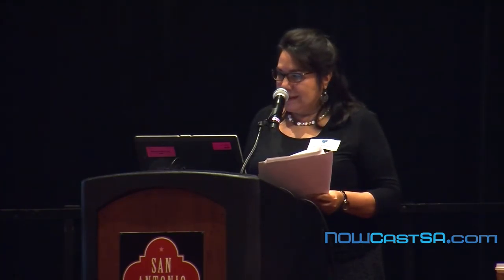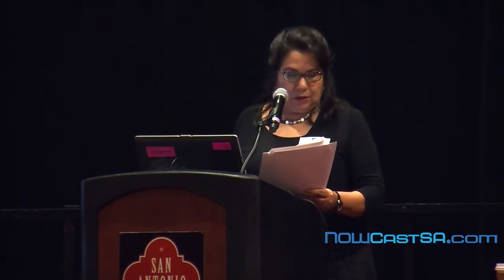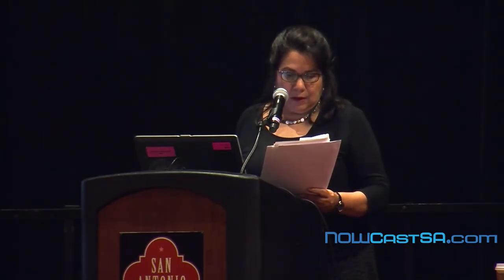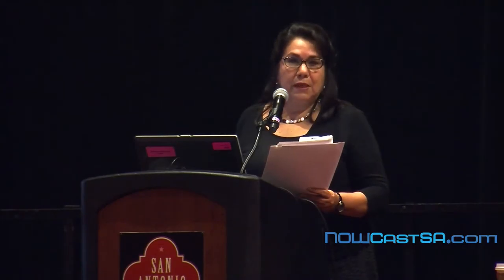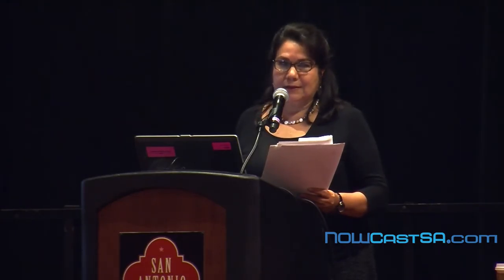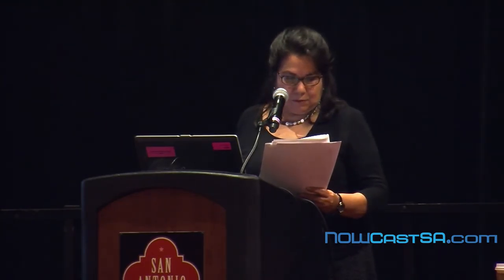The financial incentives for private developers in Austin should follow SMART housing policy. That's SAFE, which stands for safe, mixed income, accessible, reasonably priced, and transit oriented. Again, all those areas that we've been talking about this morning.